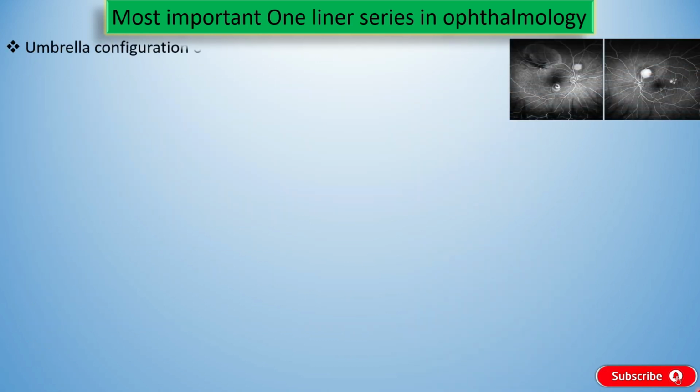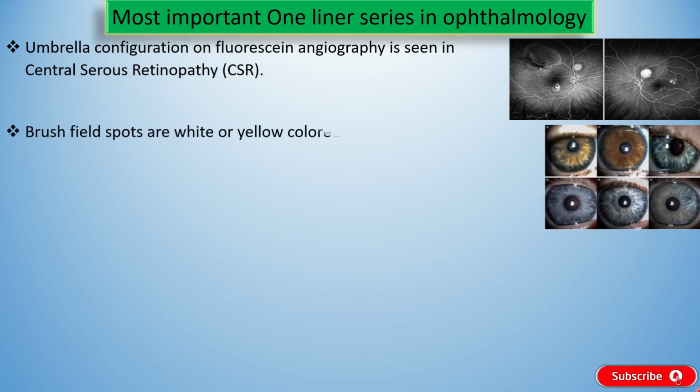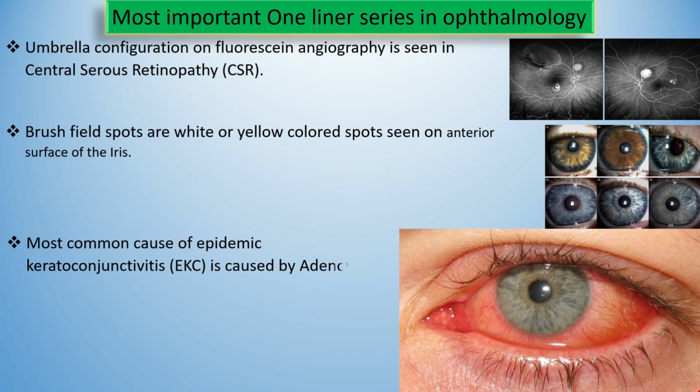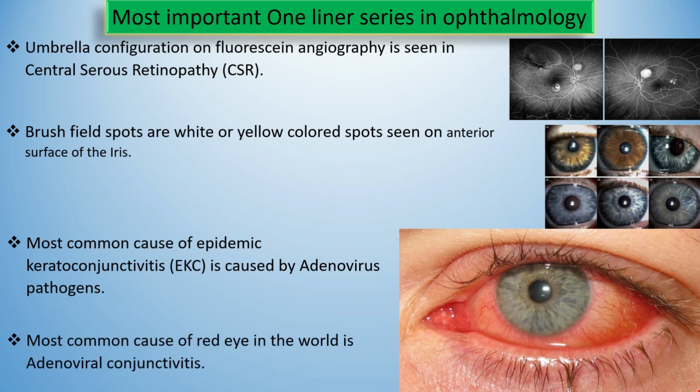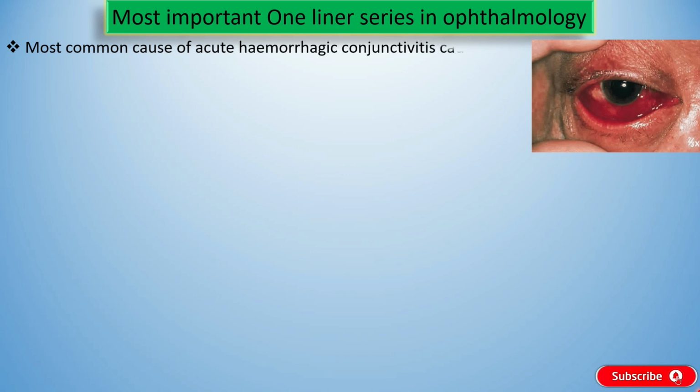Umbrella configuration on fluorescein angiography is seen in central serous retinopathy. Brushfield spots are white or yellow colored spots seen on the anterior surface of the iris. Most common cause of epidemic keratoconjunctivitis is adenovirus. Most common cause of red eye in the world is adenovirus conjunctivitis. Most common cause of acute hemorrhagic conjunctivitis is enterovirus 70 and a variant of Coxsackie virus A24.